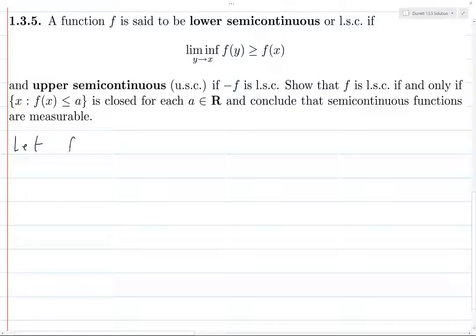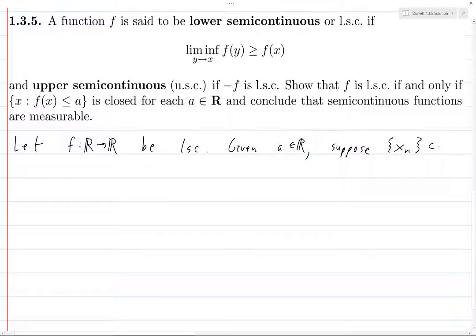Anyways, so let f from R to R, this isn't specified in the problem, but it's implied. So let this be a lower semi-continuous function. We want to prove that {f ≤ a} is going to be closed for every a in R. Given a, suppose that we have some sequence which is contained in this set of points which evaluate to a number less than or equal to a.